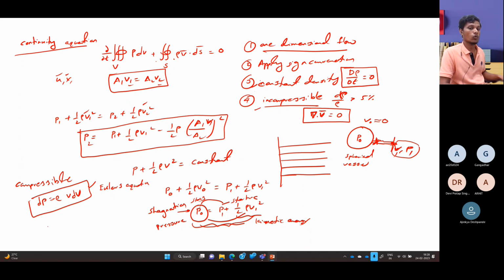So in a compressible flow, P naught is not equal to static pressure plus kinetic energy, which is the kinetic energy per unit volume. The stagnation pressure, static pressure, and kinetic energy do not add up in compressible flow. This is a very essential thing that one should keep in mind before applying this to compressible and incompressible flow.